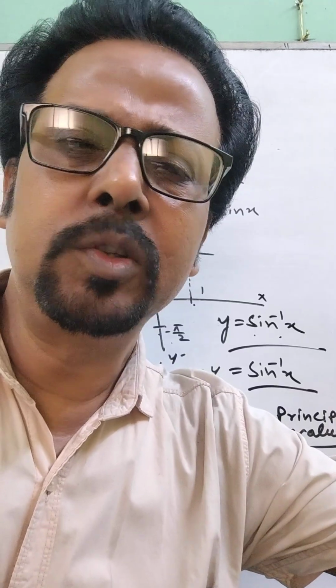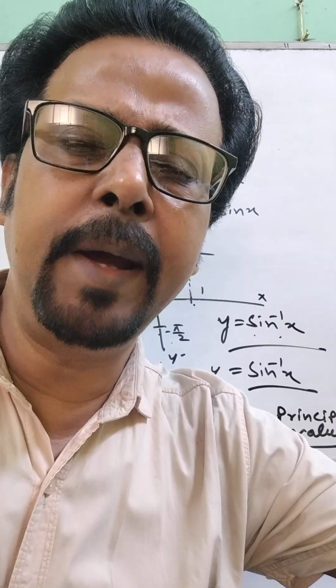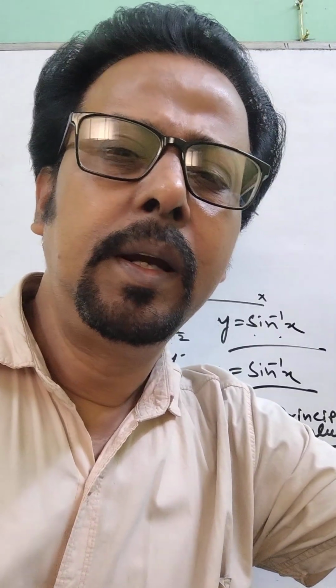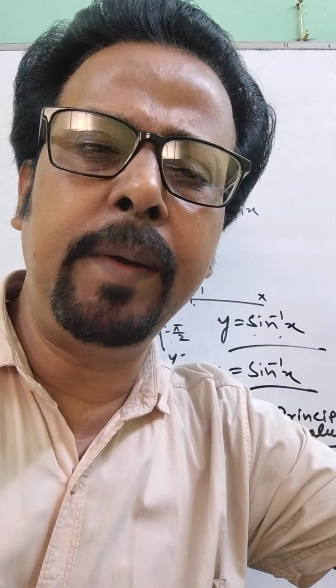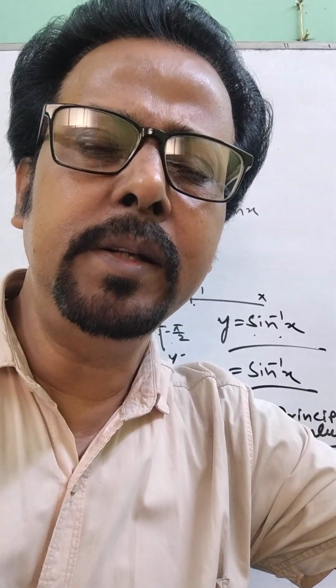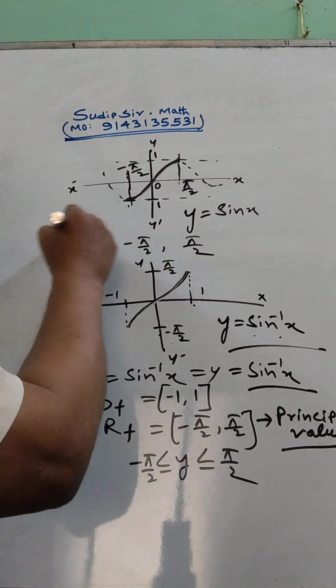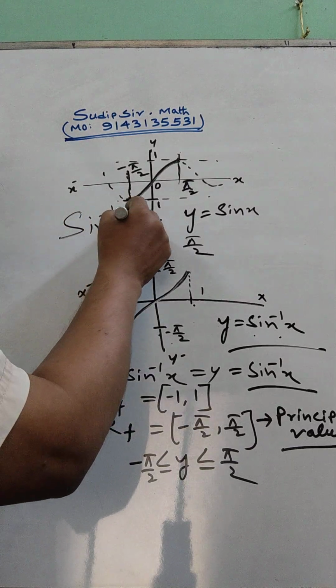So, for sin inverse x, we have to remember the domain: minus 1 to 1, closed bracket, that is included value. The range: minus pi by 2 to pi by 2 included, that is a square bracket, minus pi by 2 to pi by 2. Okay. So this was for sin inverse x.